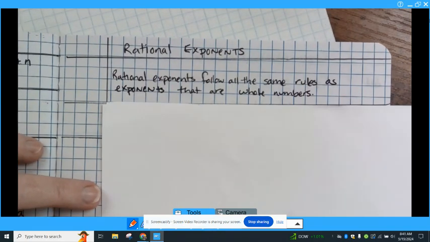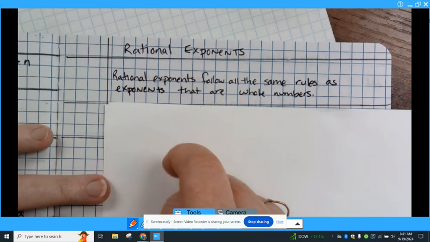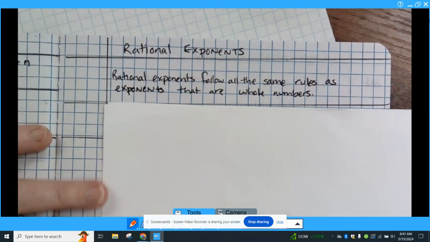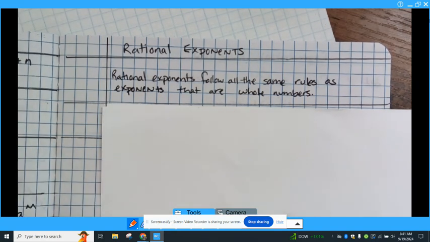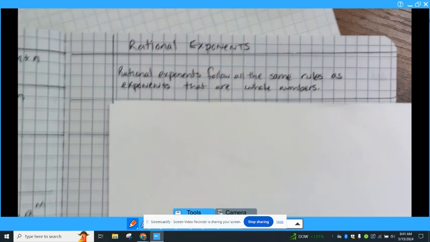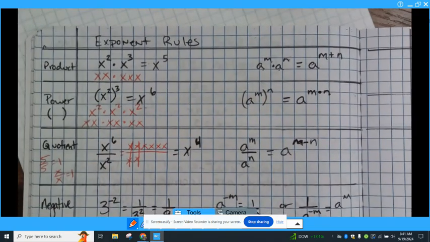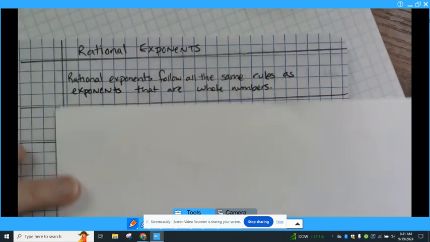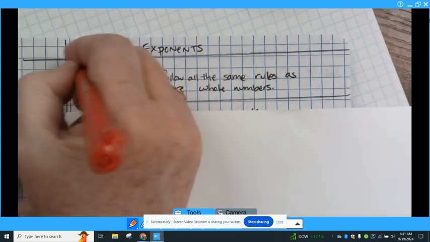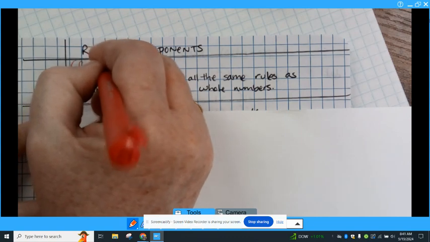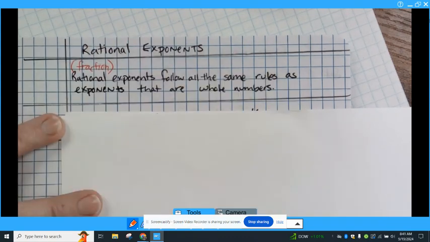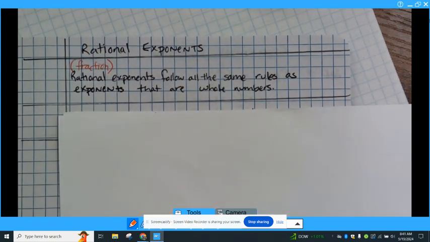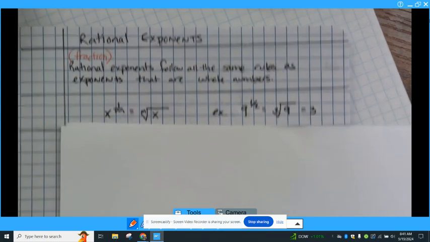So we're going to start with the fact that rational exponents follow all the same rules as exponents that are whole numbers. On the page before, you should actually have the rules of our regular exponential rules. Rational exponents, just a fancy word for a fraction, follow the same exact rules, okay? So real fast.